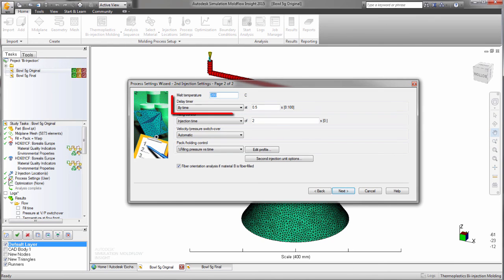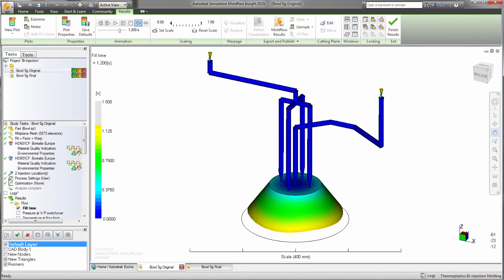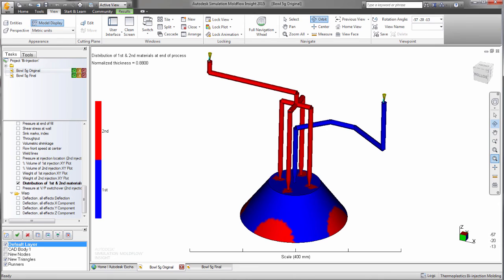This is where you choose whether to inject the two materials simultaneously or to delay the second material for a period of time. You can check the filling pattern and see the flow behavior from the different melt entrances. You can also look at the pressures and the distribution between the first and second shot. Here we see the red areas representing the second shot are only a small portion of the part.